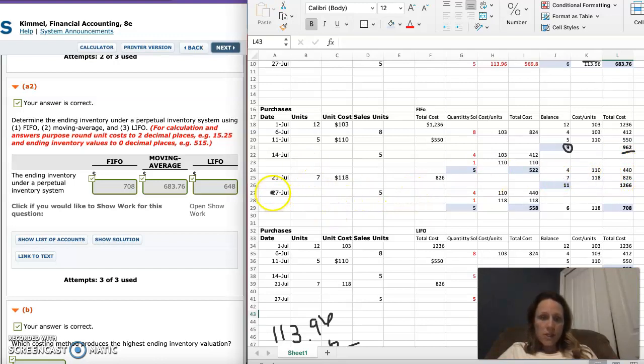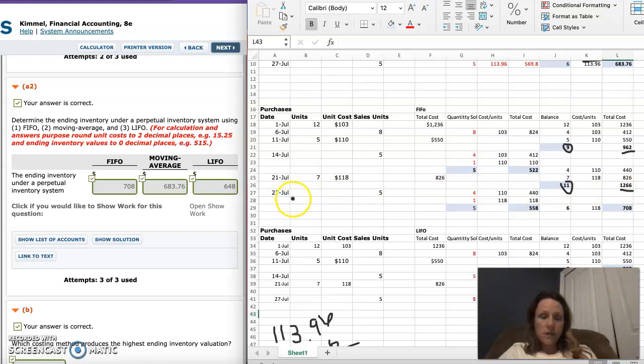And then on July 21st, we purchase 7 more units at 118. So then we add those 7 units to the leftover 4, and we get 11 units. And then we add the 440 of the 4 units plus the 7 units. The total cost of those 7 units is 826, and we get 1266.